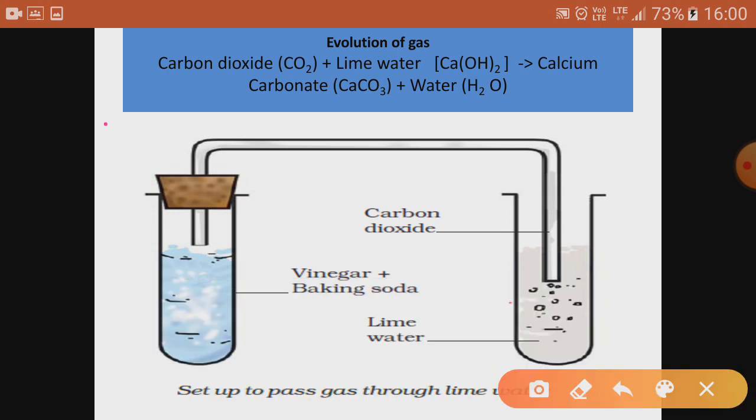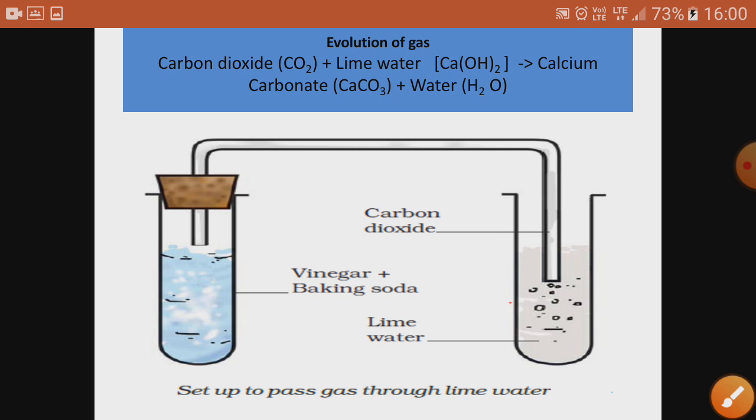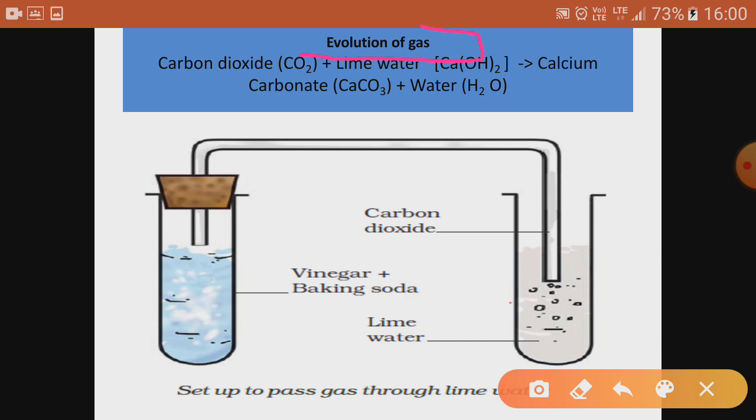So what we have learnt is vinegar plus baking soda combine together to form carbon dioxide. Carbon dioxide is passed to the lime water. Lime water is calcium hydroxide and it turns milky. It becomes milky or whitish in appearance because of the formation of calcium carbonate. So this is also a kind of chemical reaction, and we have come to know that in some chemical reactions there is evolution or release of gas. In this case the released gas was carbon dioxide.